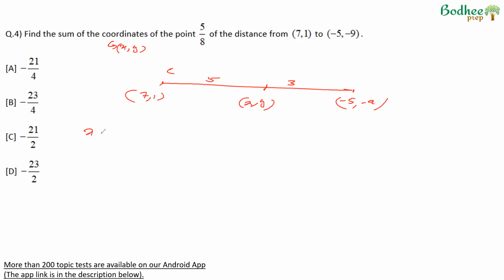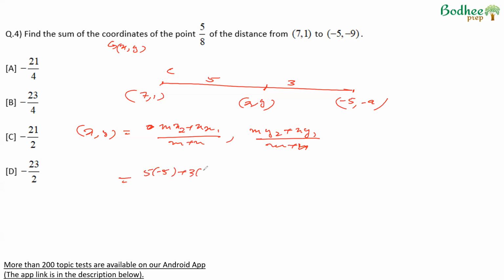Now the point which divides x1, y1 and x2, y2 in the ratio m:n, the coordinates are given by m x2 plus n x1 upon m plus n, comma, m y2 plus n y1 upon m plus n. We simply put in the values. 5 into minus 5 plus 3 into 7 upon 5 plus 3, 8, will be the value of x coordinate. 5 into minus 9 plus 3 into 1 upon 8, m plus n, will be the value of y coordinate.